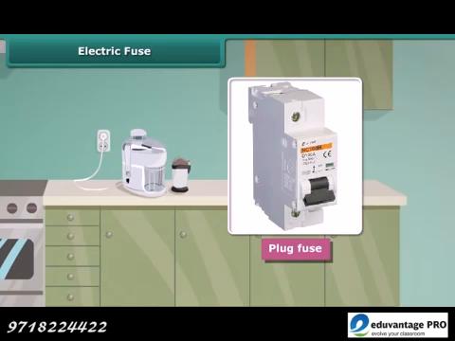Plug fuse is used in our houses. The plug fuse consists of two parts, namely, the porcelain casing and the porcelain grip. This fuse has a thin wire of tin and lead alloy, which has a low melting point. Cartridge fuse is generally used in electrical appliances.